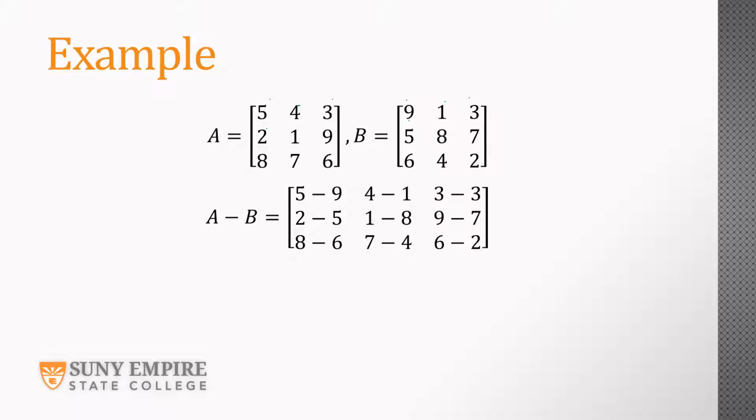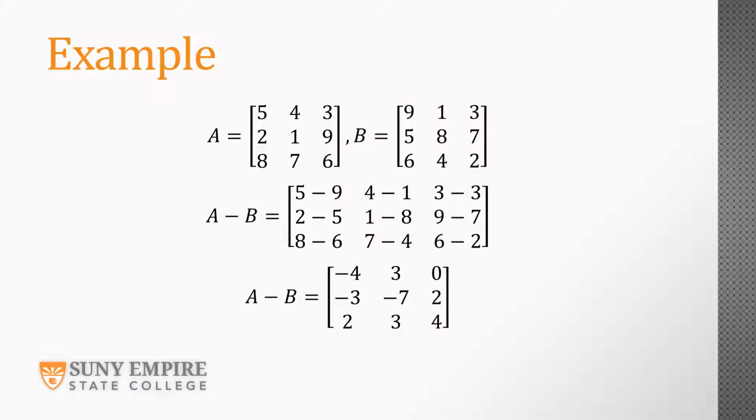What if we want to subtract matrix B from matrix A? We do much the same thing as when we added them, except we subtract. We have 5 minus 9, 4 minus 1, 3 minus 3, then 2 minus 5, 1 minus 8, and 9 minus 7. Then 8 minus 6, 7 minus 4, and 6 minus 2.